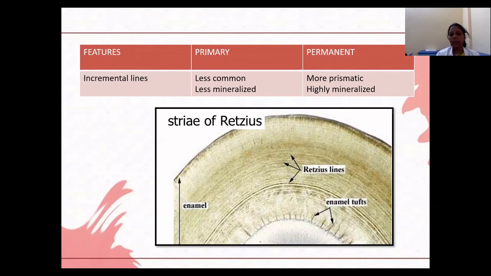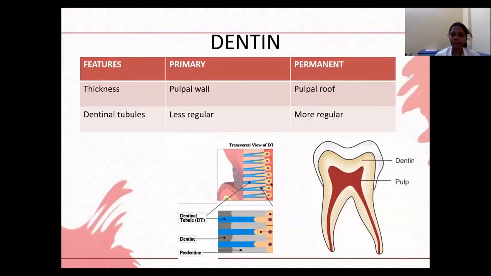So here the clinical importance related to this point is when you are doing any etching or composite restoration. Since the primary teeth are less mineralized and have more amount of aprismatic enamel, you have to increase the curing time for the primary teeth. But for permanent teeth, you will require only less amount of curing time than that of the primary teeth.